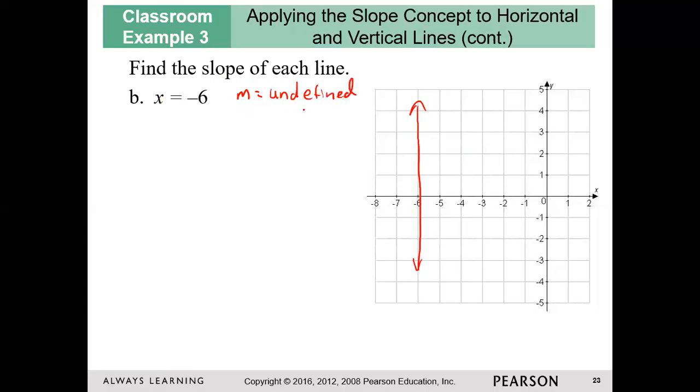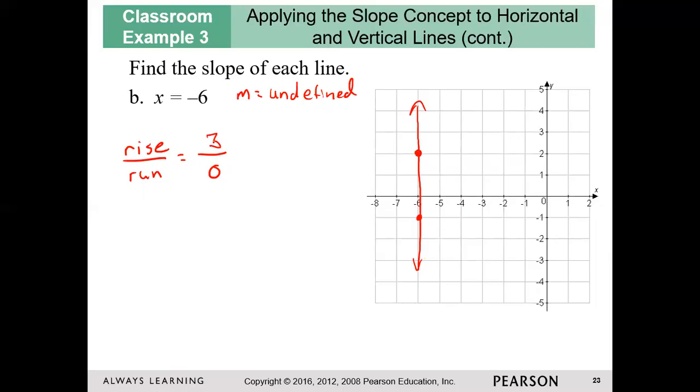Okay? So this slope is undefined. And the reason why is because this line has no run. So remember, slope is a rise over a run. And the run here is 0. It's not moving from left to right from one point to the next. This is just going straight up and down. It's not moving left and right. So this has a rise of 1, 2, 3, and it has no run.